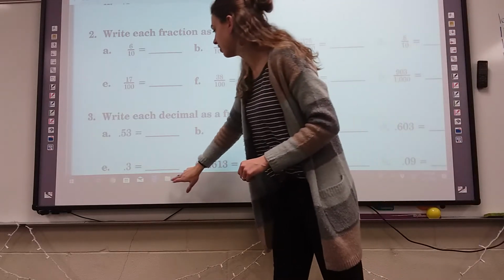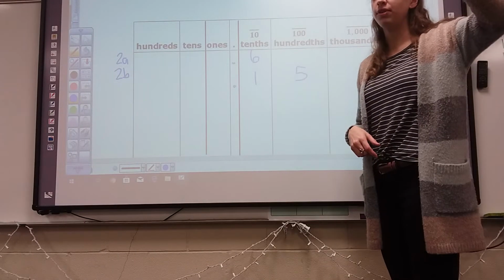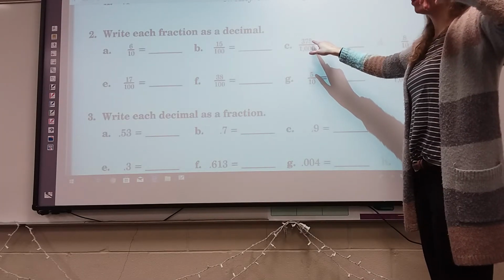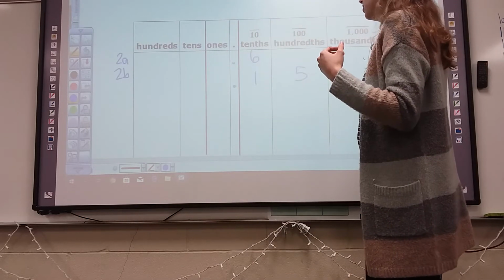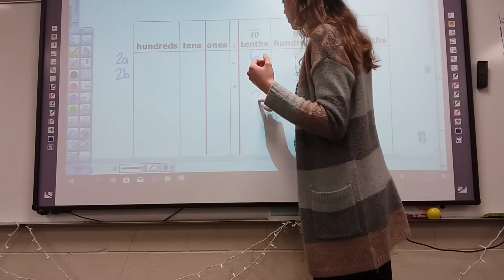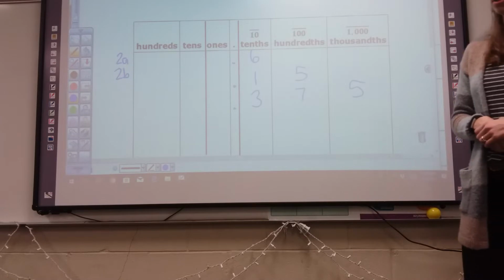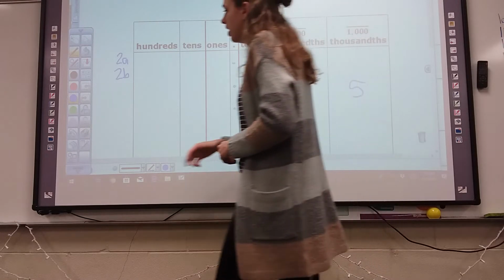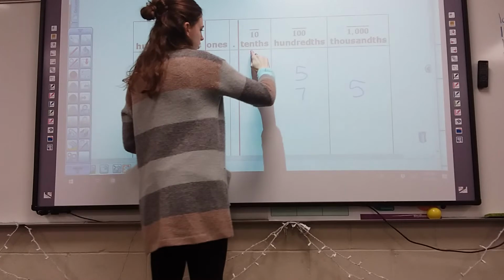375/1000ths. Now, if you can say 375/1000ths, you know that the 5 from the 375, that 5 is going to go in the thousands place because it's the last place value. The 7 is going to go in the hundredths place, and the 3 is going to go in the tenths place. So that's how you would write 375/1000ths, this fraction, as a decimal. All right, and that was 2c. I'm going to quickly erase, and we're going to go on to number 3.